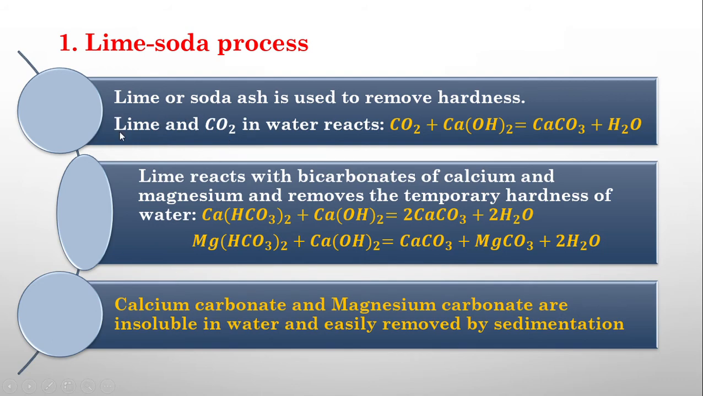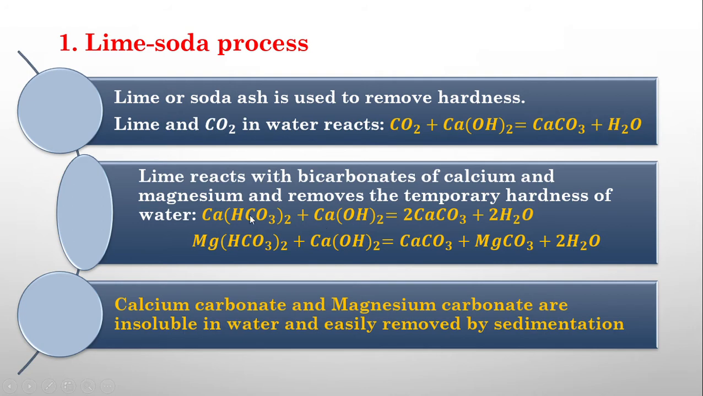This lime, when added to water, will react with the carbon dioxide. See, calcium hydroxide is lime. Lime reacts with the carbon dioxide to form calcium carbonate. Okay, calcium carbonate is again a precipitate which can be precipitated out by means of sedimentation tanks. So this is how it reacts with carbon dioxide.